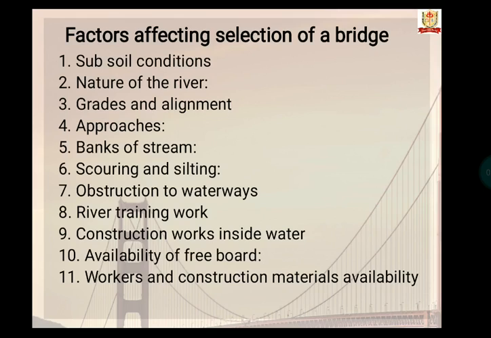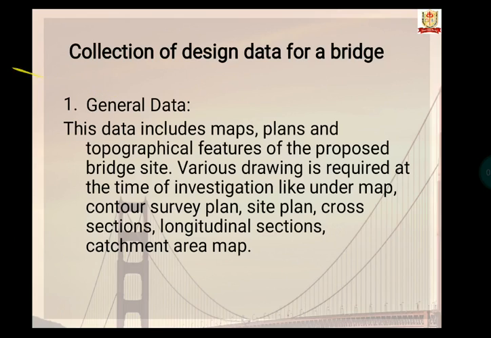Next is river training work. The stream shall not require costly river training work or construction work inside water. The stream at the bridge site should be such that no excessive work is required to be carried out inside the water. Availability of free board. The bridge site shall have sufficient free board available for ships or boats. Workers and construction material. Locally available materials and labor shall be used to reduce the cost of construction. So these are the factors affecting selection of bridge.